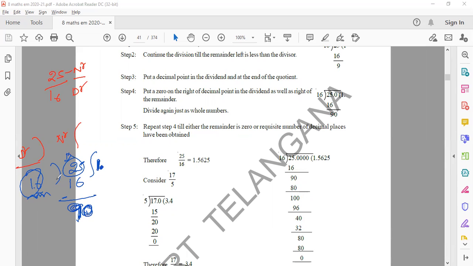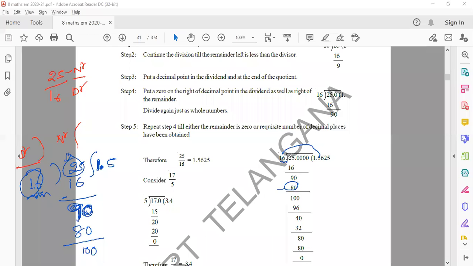Now what do you get next? With 90, 16 fives are 80. If you take 16 sixes, a larger number will come. So 90 minus 80, 10 I got. But it is still not possible, and since the point is already there, you can take one more 0.